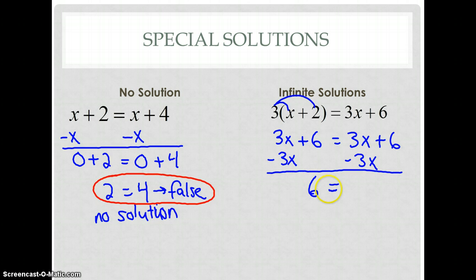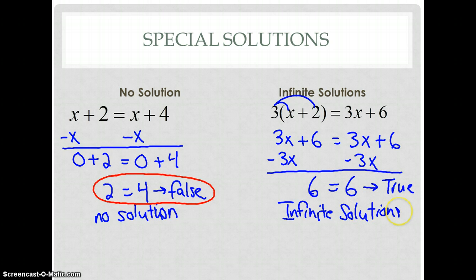3x minus 3x, those cancel. I get 6 is equal to 6. That's true. Okay, that means there are infinite solutions. And what that means is you can substitute any value of x in there, and it'll make that equation true, no matter what value of x you substitute in there.